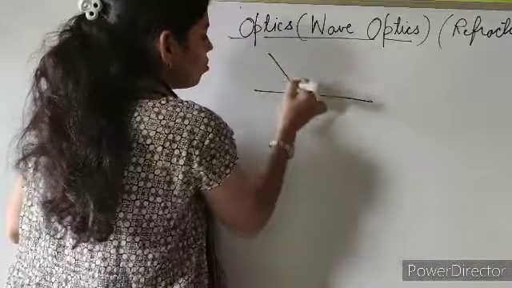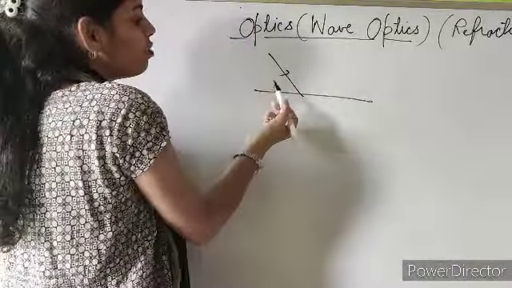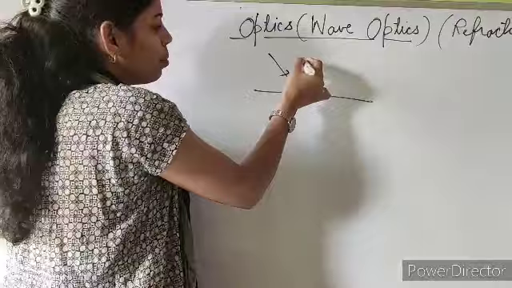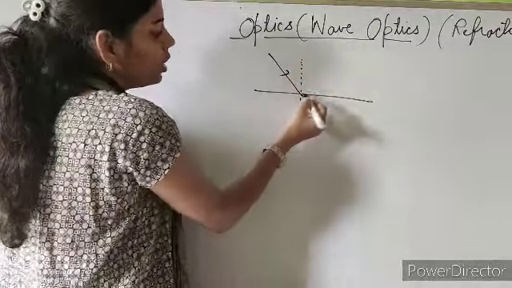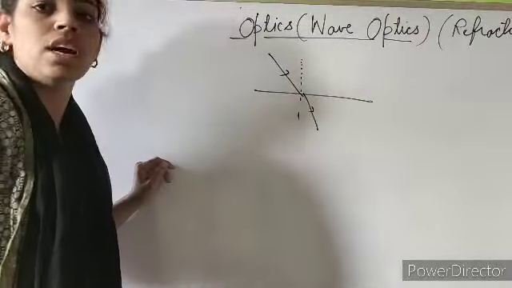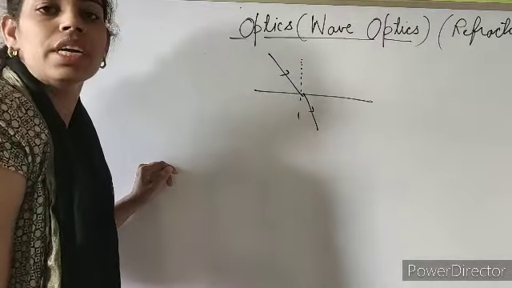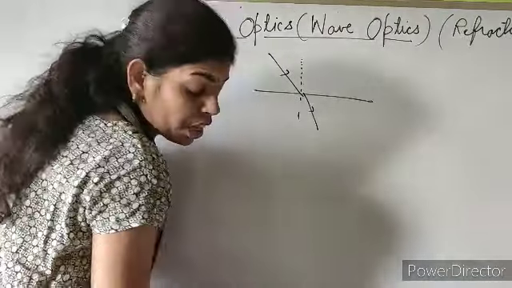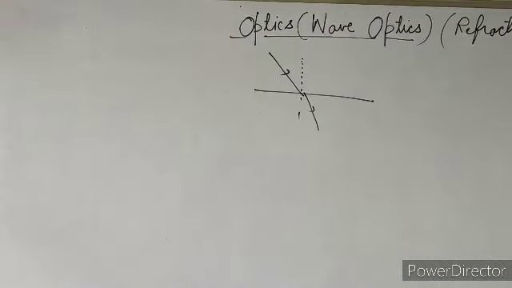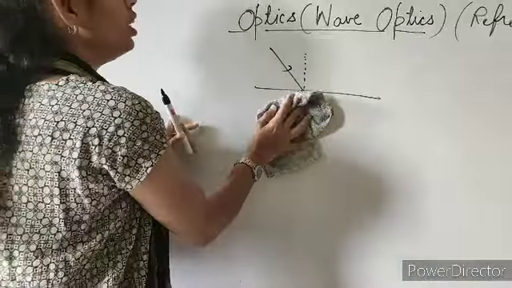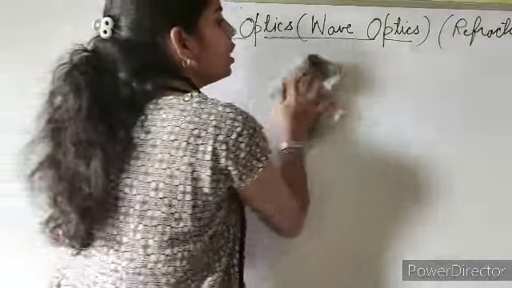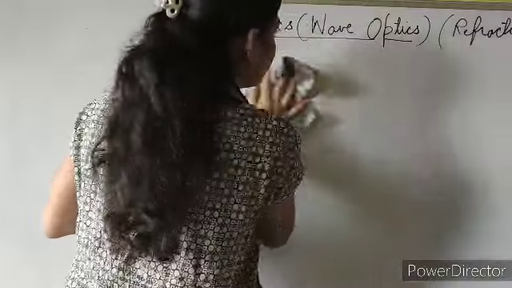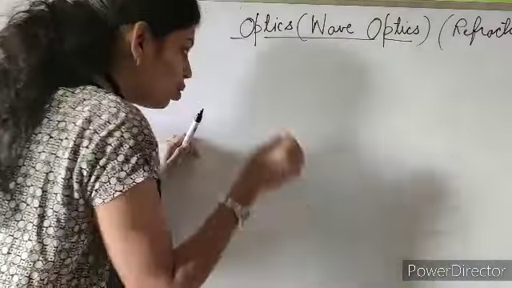Suppose this is a wave and it is traveling from a rarer medium to a denser medium, and if I draw a normal, then this will bend towards the normal. This you have studied about refraction. Now we have to understand how we can explain the phenomenon of refraction based on the wave theory.